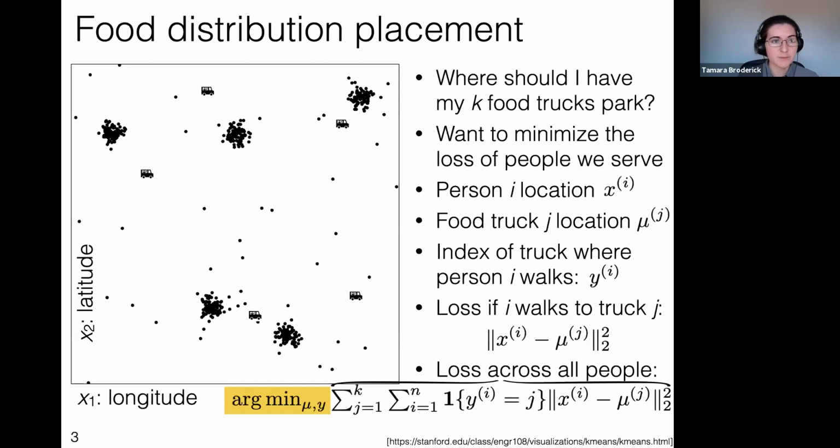So that's going to be my goal. And trying to satisfy this goal is often called k-means clustering. And this thing that we're minimizing here is called the k-means objective. Why is it called the k-means objective?